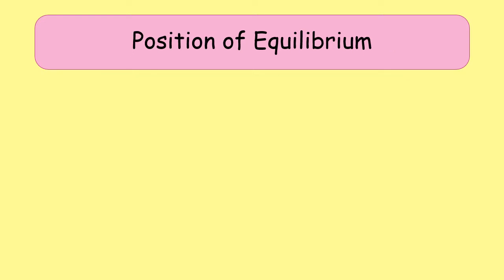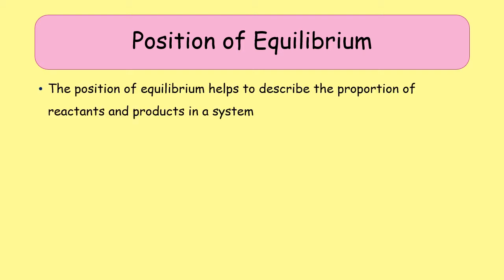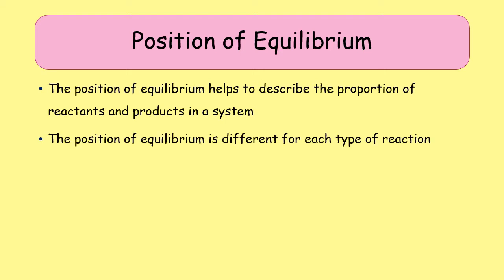Another thing that is going to be really important, and probably the most common type of question you will get asked, is about the position of equilibrium and about manipulating or shifting the position of equilibrium. The position of equilibrium is just a term that helps us to describe within a particular system what the proportion of reactants compared to products is, because this is not equal for every equilibrium. It's different for every type of reaction.